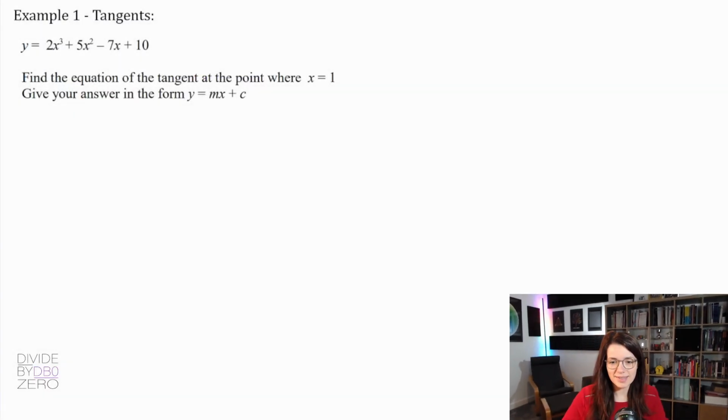Example 1, and this application is finding a tangent. So we've got y equals 2x cubed plus 5x squared minus 7x plus 10. Find the equation of the tangent at the point where x equals 1. Give your answer in the form y equals mx plus c.